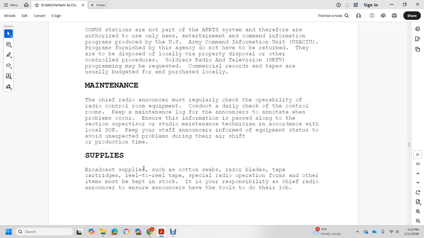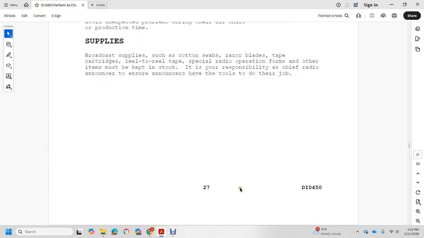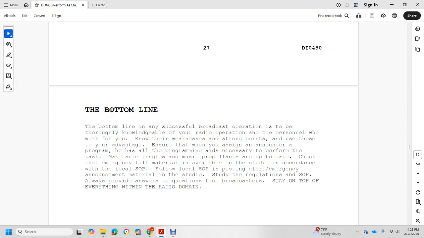Supplies. Broadcast supplies such as cotton swabs, razor blades, tape, cartridges, reel-to-reel tape, special radio operation forms, and other items must be kept in check by the agent responsible to the chief radio announcer, to ensure the announcers have the tools to do their job. The bottom line for any successful broadcast operation is to be thoroughly knowledgeable of the radio operation personnel, knowing their weaknesses and strong points and using their advantages. Ensure that whenever you assign an announcer a program, they also have the program aids necessary to perform the task.